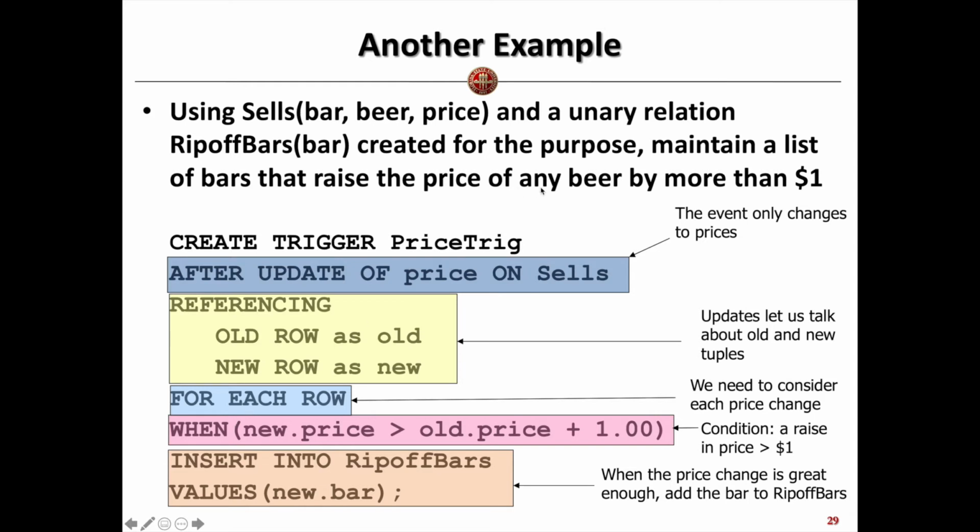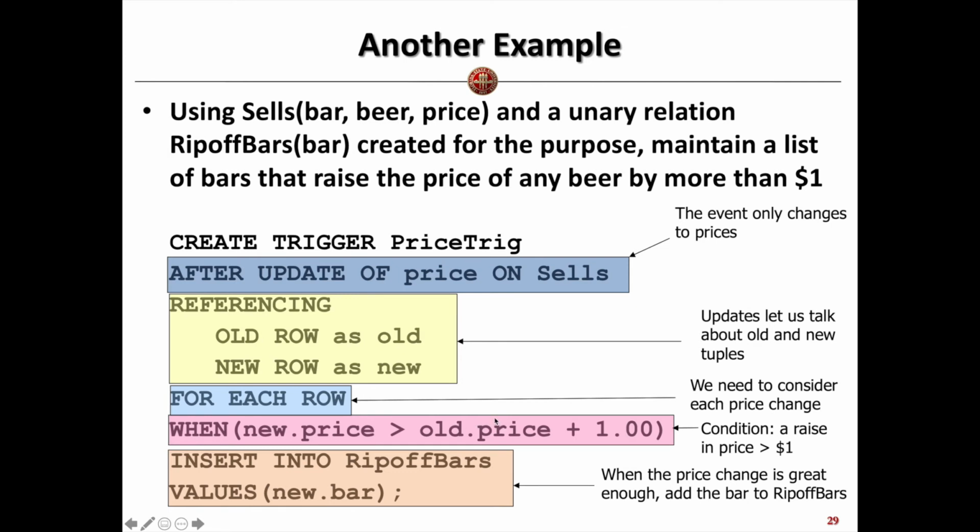When we raise the price by more than $1, in other words, the new price is larger than the old price plus $1, right? When the new dot, new is a new row, right? New row is a tuple, right? New dot price, we can have access to the price for the new row, right? New tuple is larger than old dot price, denoting the old tuple, right? Dot means we can access this attribute, old dot price plus $1. It's a condition, right? If the new price is larger than old price plus $1, it means we raise the beer by more than $1, and the condition will return a true value, right?